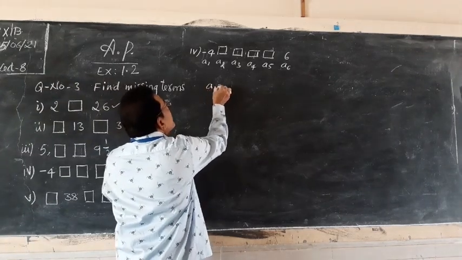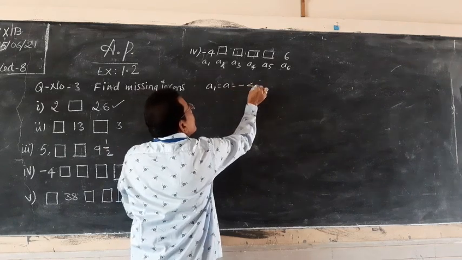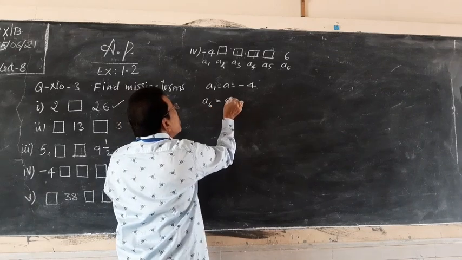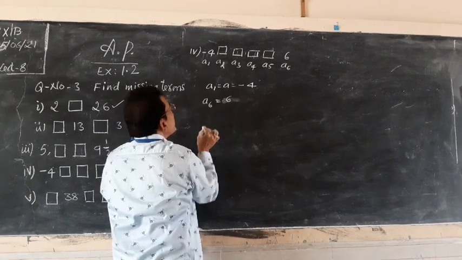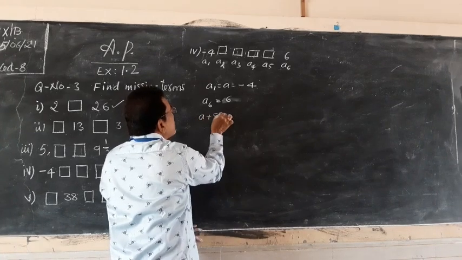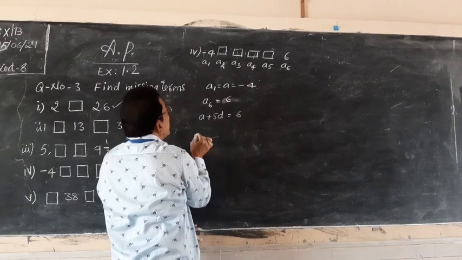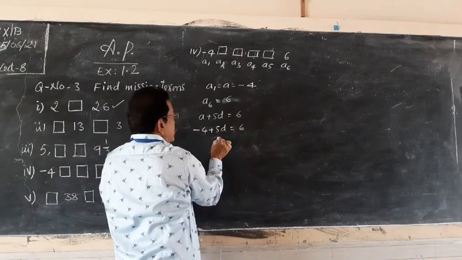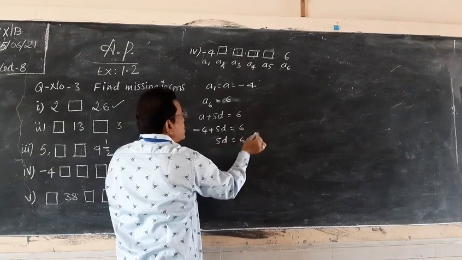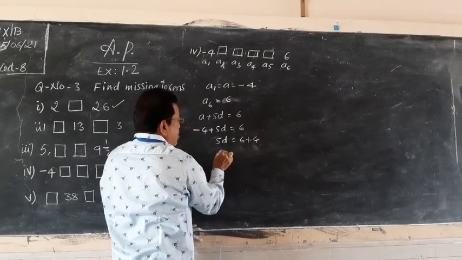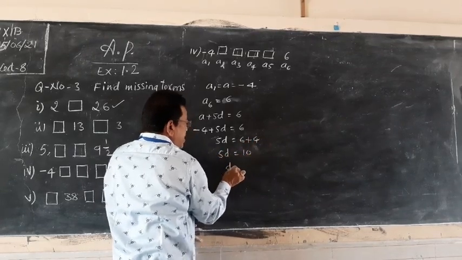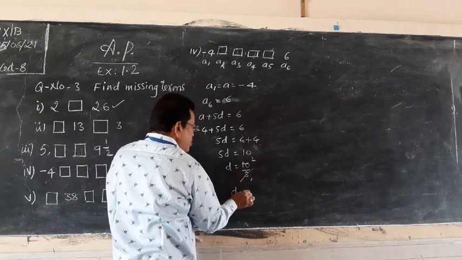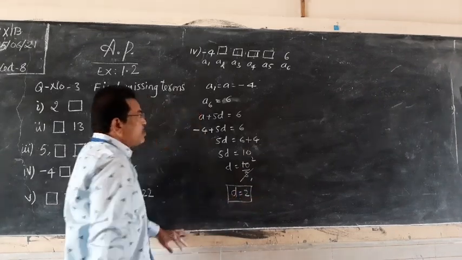A1, which implies a, is equal to -4. Then A6 they have given: A6 equals 6. The meaning of A6 is a plus 5d equals 6. So -4 plus 5d equals 6. 5d equals 6 minus 4, if transposed that is plus 4. 5d equals 10, d equals 10 by 5. So d equals 2.